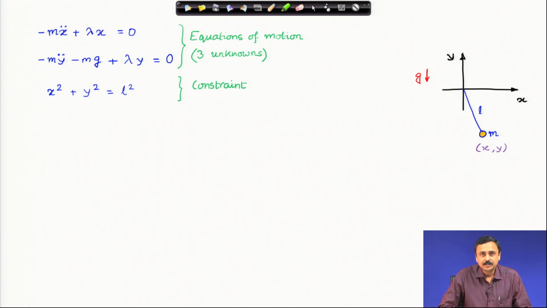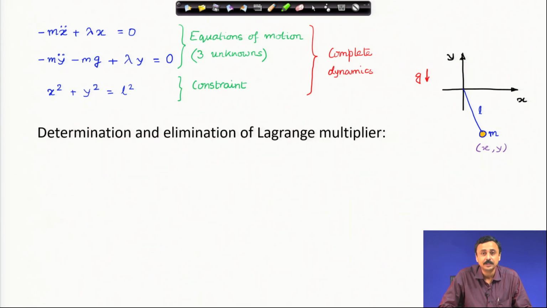We can simplify this further. This set of differential algebraic system completes the dynamics of the system, but this is not a very convenient form of the dynamics. What we are going to do, in the next step, is determine the Lagrange multiplier and eliminate it from the equations of motion, and we hopefully will get some tractable differential equations of motion.